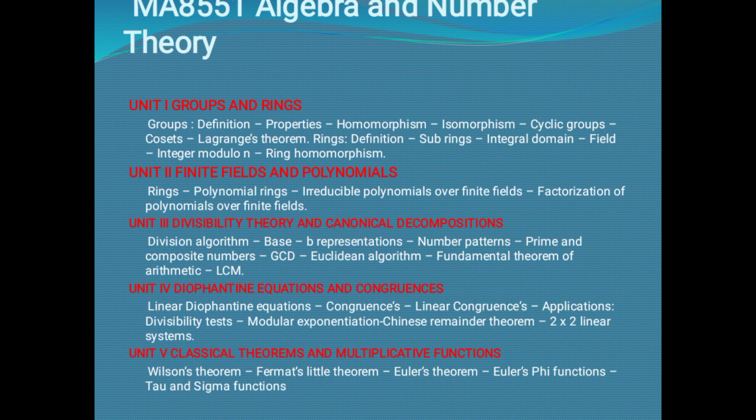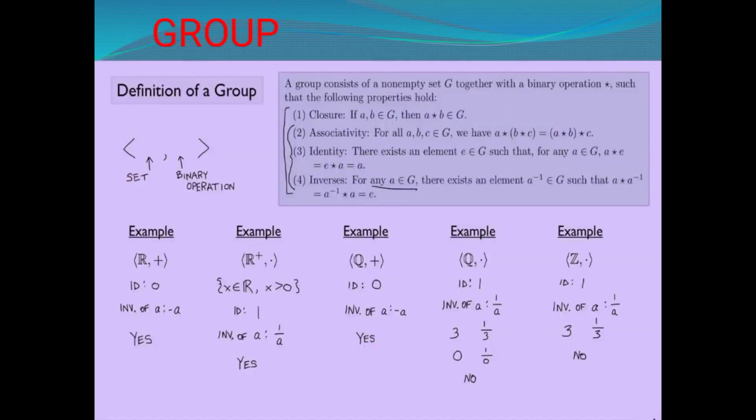There are 5 units given here: groups and rings, finite fields and polynomials, divisibility theory and canonical decomposition, Diophantine equations and congruences, and classical theorems and multiplicative functions. This paper is very useful for your programming, and it is easy to learn and easy to write. Now we'll see the next topic, called group.